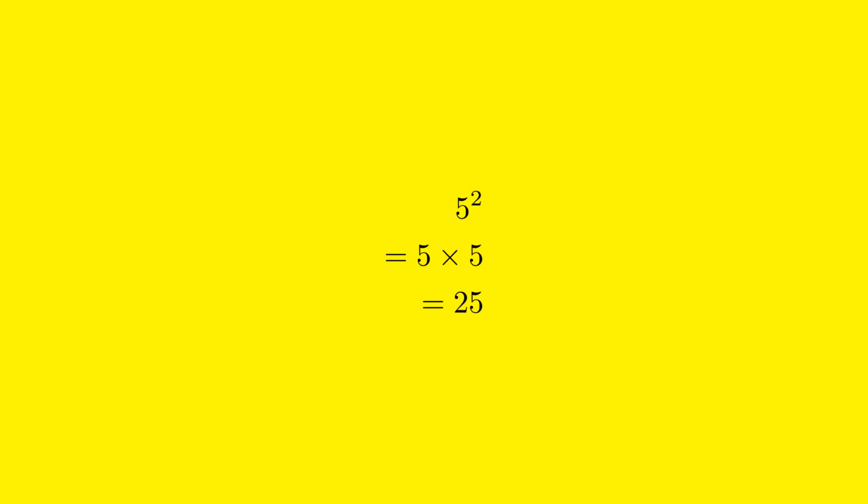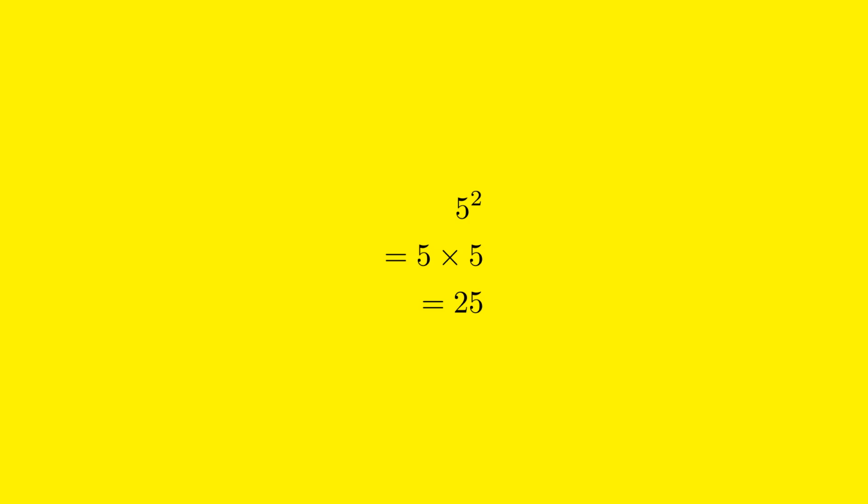To simplify the integer exponent problem 5 to the power of 2, we need to understand what this notation means. The expression 5 raised to the power of 2 is written as the number 5 with a small 2 positioned slightly higher and to the right of the 5. This means we are raising 5 to the second power, which is also known as squaring the number 5.